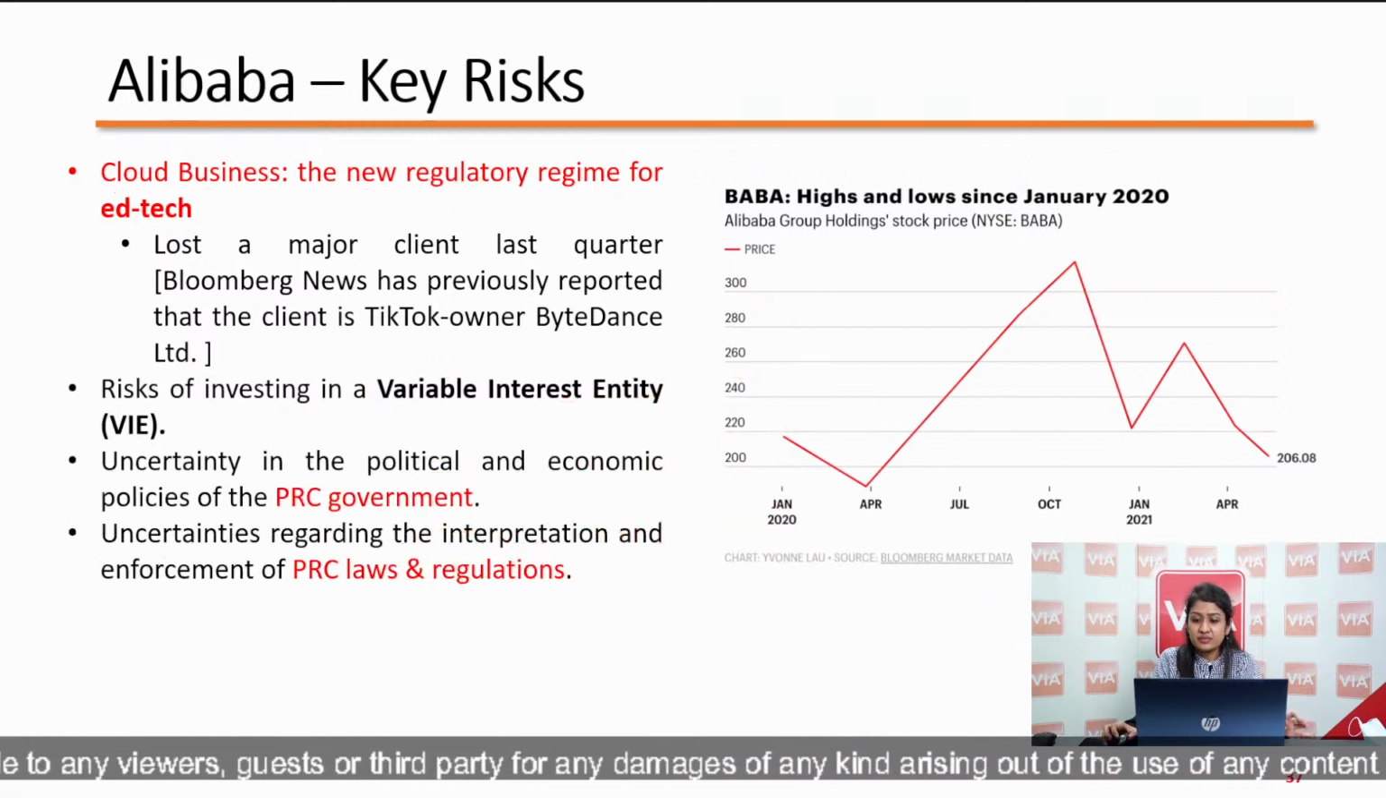And as evidenced by the recent crackdown, the political volatility of China is a key risk. And similarly, there may be uncertainties regarding the interpretation and enforcement of PRC laws and regulations, which we should keep in mind.